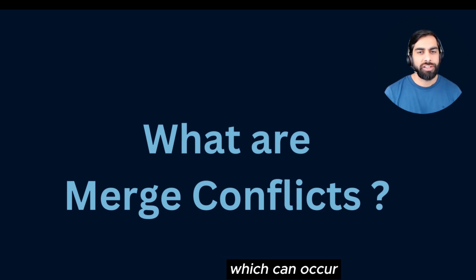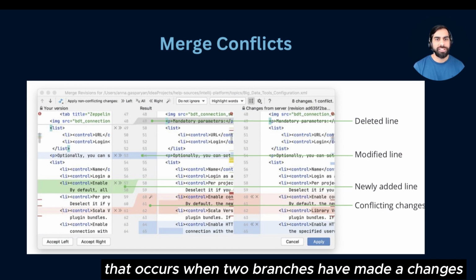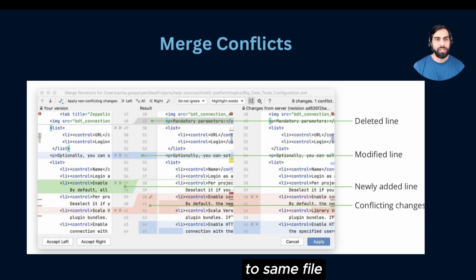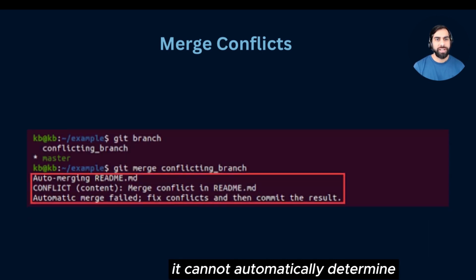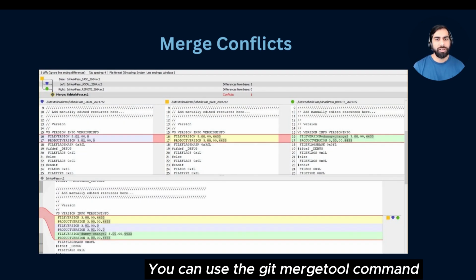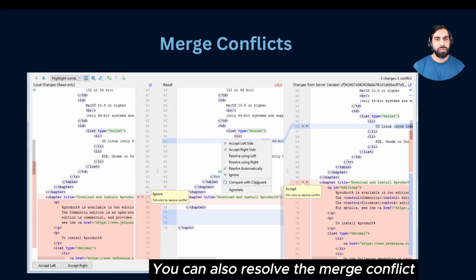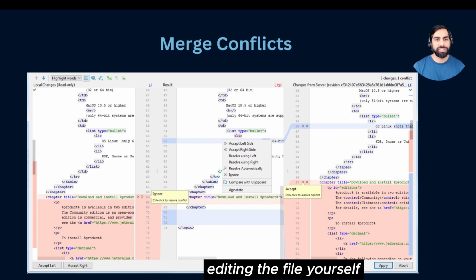It is now a good time to understand the merge conflict, which can occur while merging two branches. A merge conflict is a situation that occurs when two branches have made changes to the same file. When you merge the two branches, Git cannot automatically determine which changes to keep. There are different ways to resolve a merge conflict. You can use the git mergetool command to help you resolve conflicts. The git mergetool command will open the file in a merge tool. The merge tool will allow you to compare the changes made by the two branches and to resolve the conflict manually. You can also resolve the merge conflict manually by editing the file yourself.